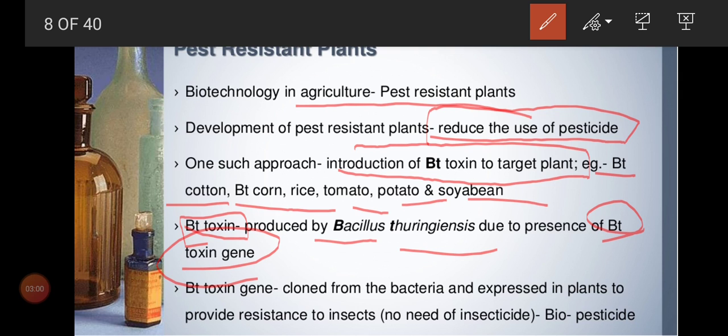Now Bt toxin, look at the slide. The Bt toxin gene is cloned from bacteria and expressed in plants to provide resistance to insects. There is no need of insecticide here, so we can call it a biopesticide. We take the Bt gene from the Bacillus thuringiensis bacterium, clone it in some other bacterium, and introduce it into plants like the cotton plant, and the cotton plant will have the power to resist some pests. How all this happens, we are going to see here.